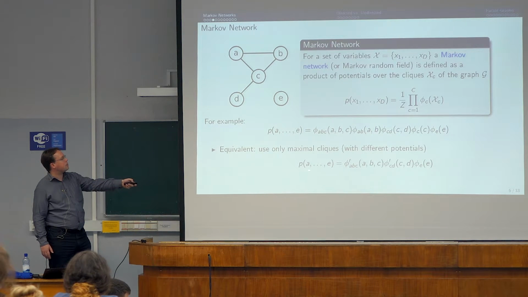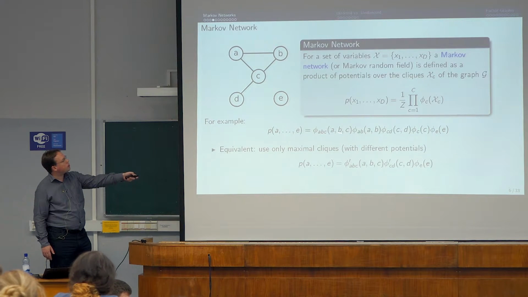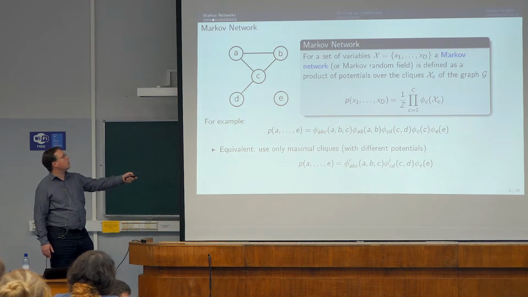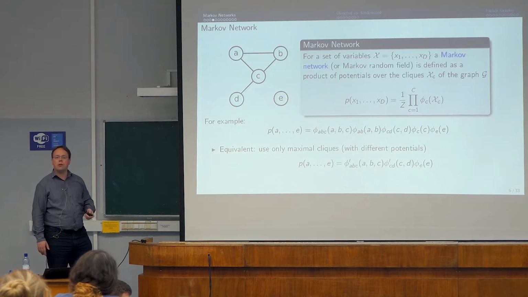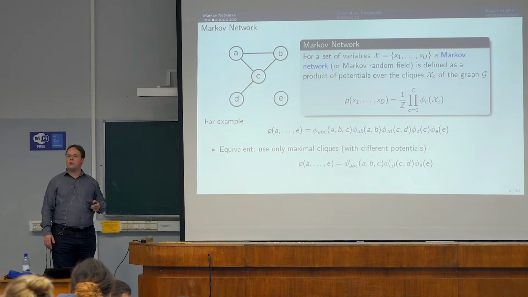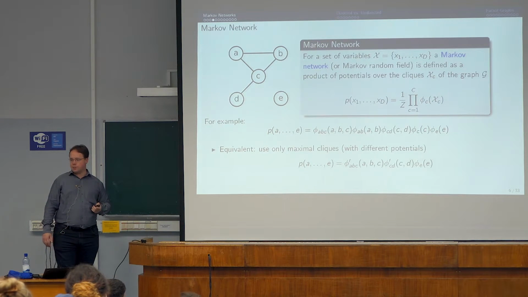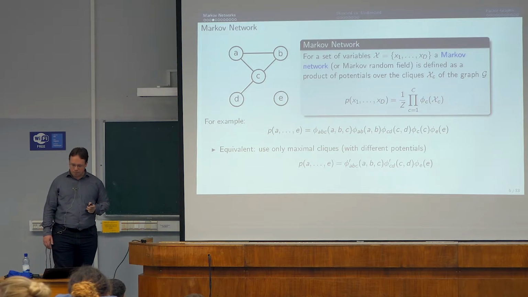It's not hard to see that if you can write it this way, you can also write it as a product over just the maximal cliques, because you can always take these two functions, which are defined on ABC and AB, and merge them into a new function defined on ABC, where this part just happens to ignore the third argument. So sometimes you see the definition of a Markov network with the maximal cliques, but in real life, it's sometimes more useful to think about any kind of product, even if it's not maximal. So I prefer this version, and they are equivalent anyway.